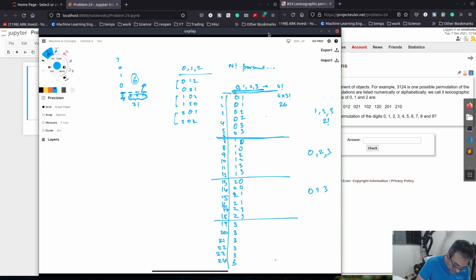And over here we are left with 0 1 2, so we'll have 2 factorial 0s, 2 factorial 1s, and 2 factorial 2s. Okay, so that's the general gist of how we go from here to here, and so on. So let's see whether we can generate this. I think I know how to solve this problem.